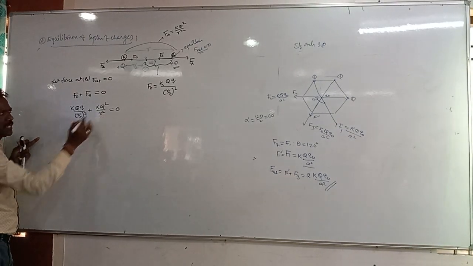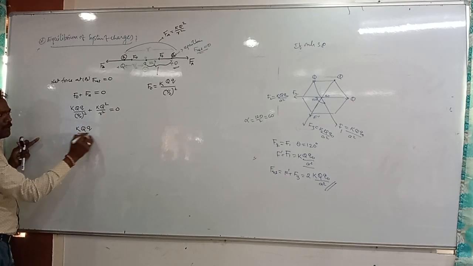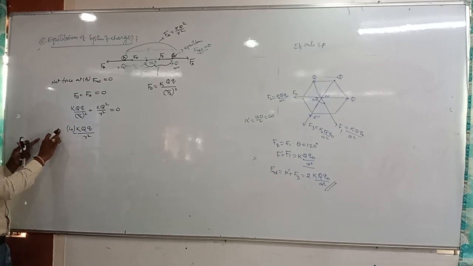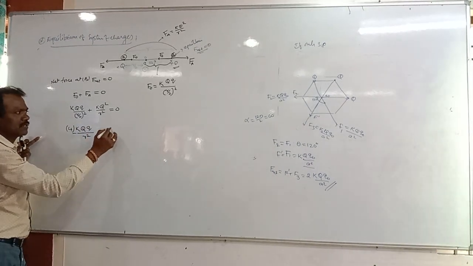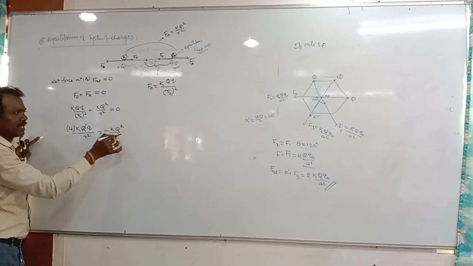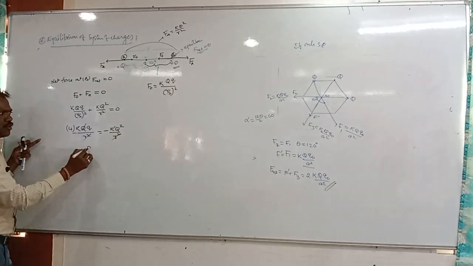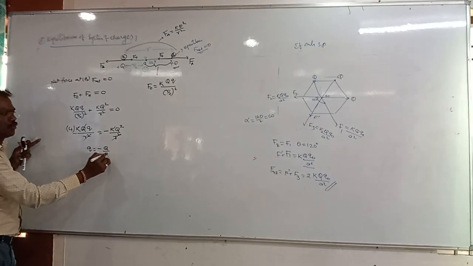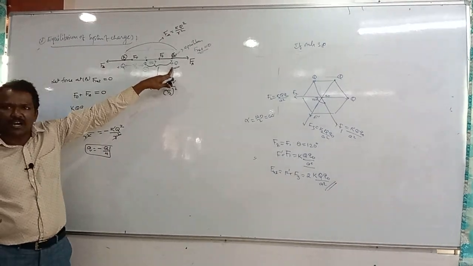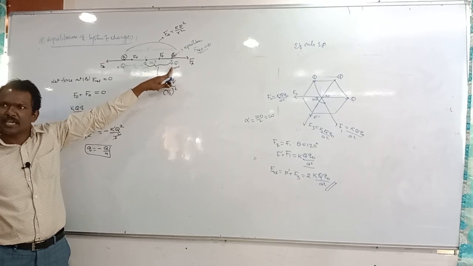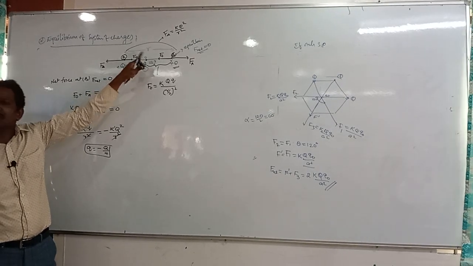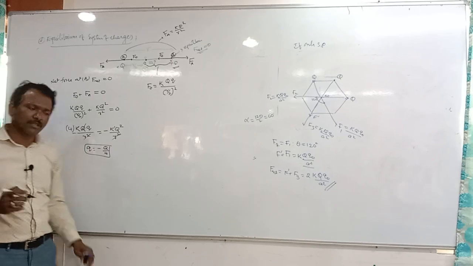What is here? Just send it here. K into Q by R square divided by 4. I will write 4 into the numerator is equal to minus K Q square by R square. Q gets cancelled, then K gets cancelled. So Q is equal to minus Q by 4, right? If we keep the 1 by 4th of the charge, either A or B, at the middle of the two charges, then the system is in equilibrium position, right?